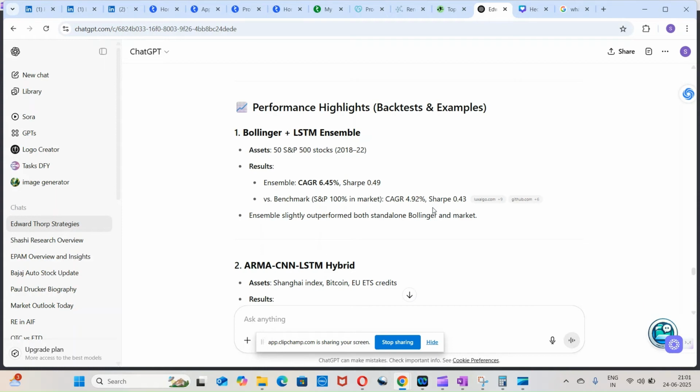The assets tested for this ensemble model are 50 S&P 500 stocks from 2018 to 22. The results were that this model was able to generate a CAGR of 6.45% with a Sharpe ratio of 0.49 versus the benchmark, S&P 100% in market. The benchmark was able to generate 4.92% with a Sharpe ratio of 0.43. So it did better than the benchmark. It outperformed both standalone Bollinger as well as the benchmark market also.